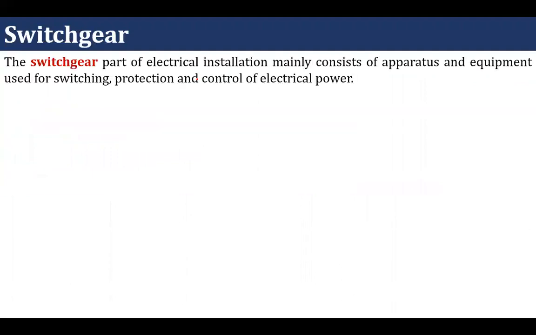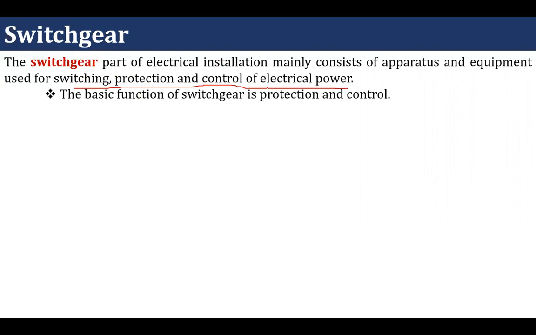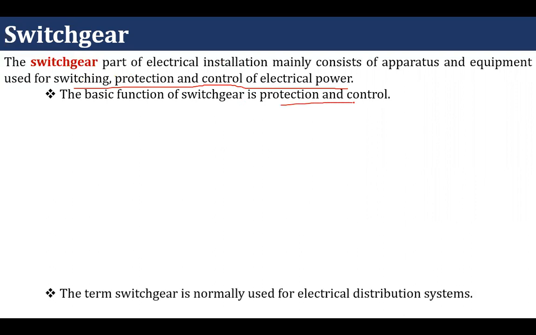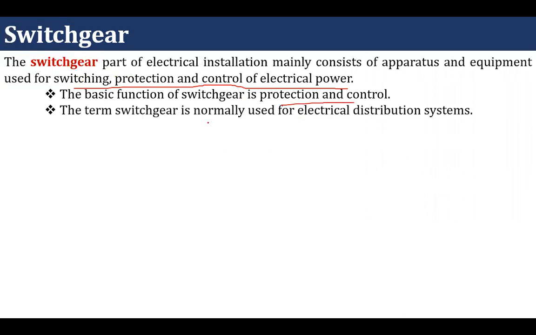Switchgear. The switchgear part of electrical installation mainly consists of apparatus and equipment used for switching, protection and control of electrical power. The basic function of switchgear is protection and control. The term switchgear is normally used for electrical distribution systems.